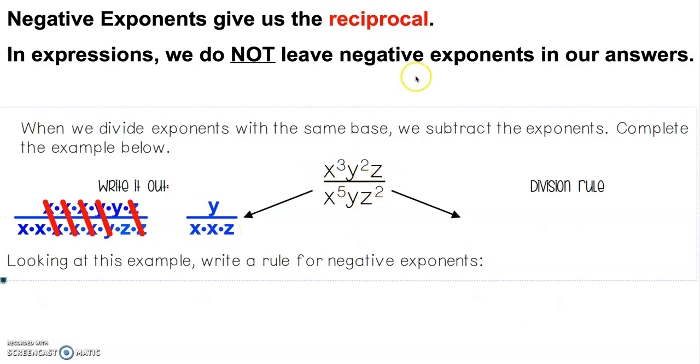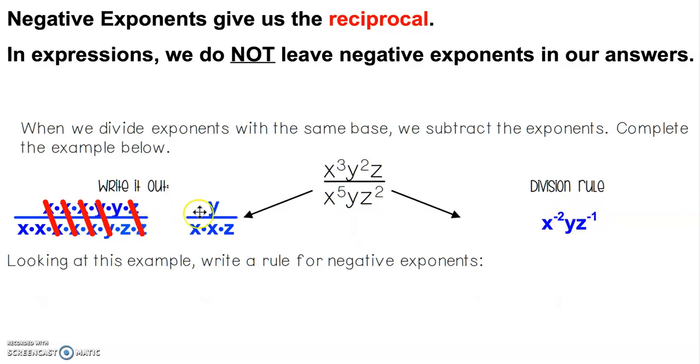Now let's take a look at what that would look like with our quotient rule. So our quotient rule means we subtract the exponents when we're dividing. So I have x cubed divided by x to the 5th. So 3 minus 5 gives us a negative 2. So when we look at this, we have x to the negative 2. 2 minus 1 gives us a positive 1 exponent on the y. And 1 minus 2 gives us a negative 1 exponent on z.